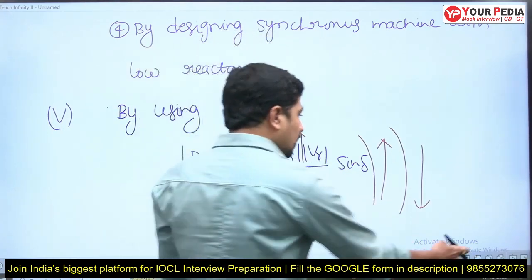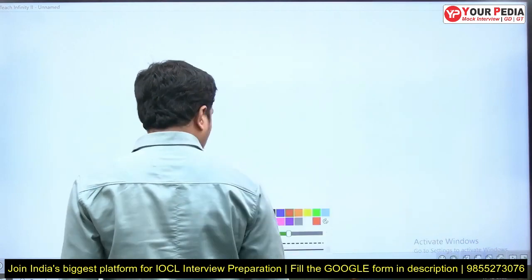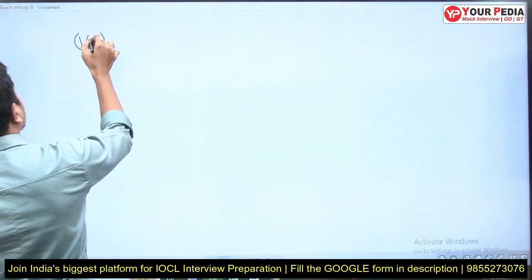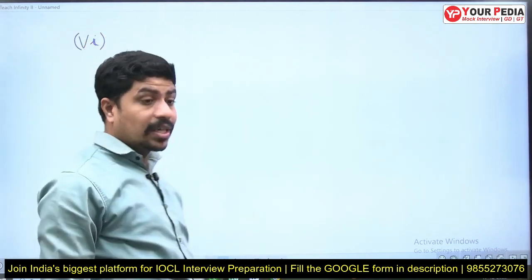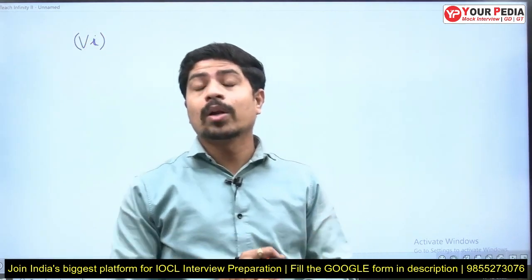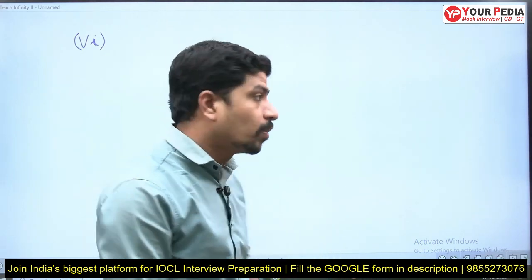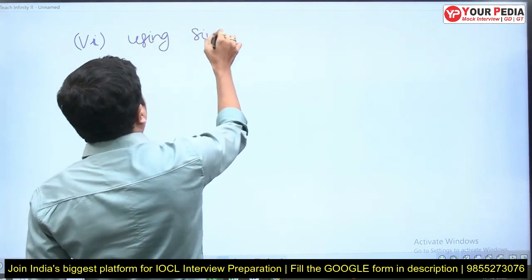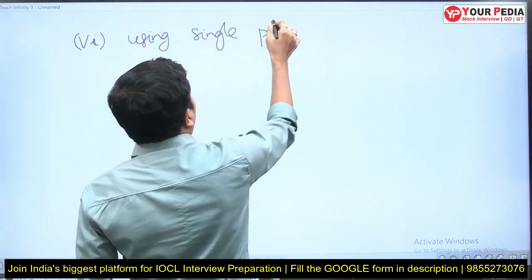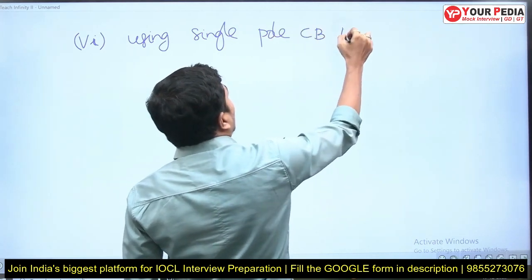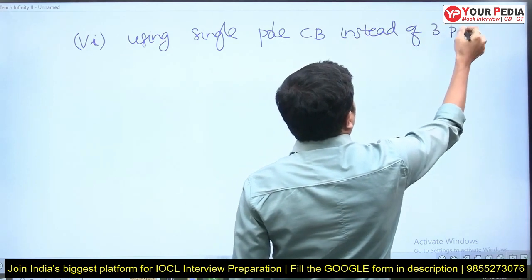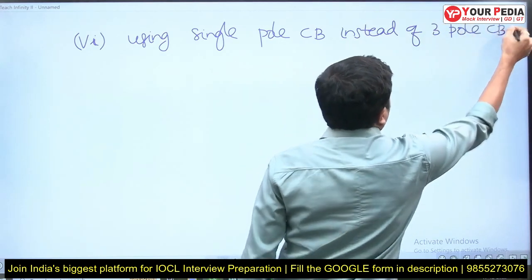What is another method to improve stability? There are several methods. This one is very important: using a single pole circuit breaker instead of a 3-pole circuit breaker.